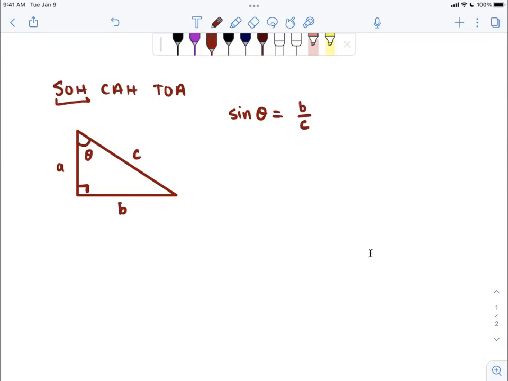Then cosine theta, the second part of the mnemonic, is the adjacent side over the hypotenuse. So that's going to be A over C. And then finally, the tangent of theta is going to be the opposite over the adjacent. So that's going to be B over A. And you'll notice that the tangent is also equal to the sine over the cosine. So that's also always true.